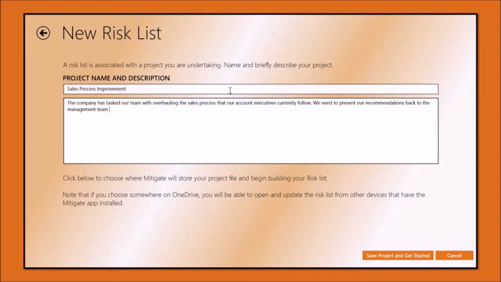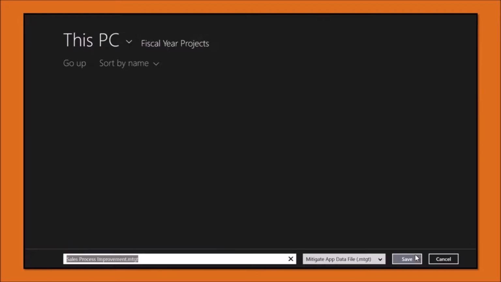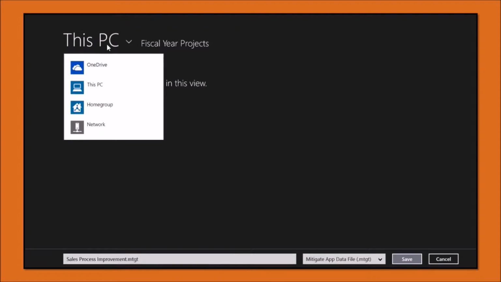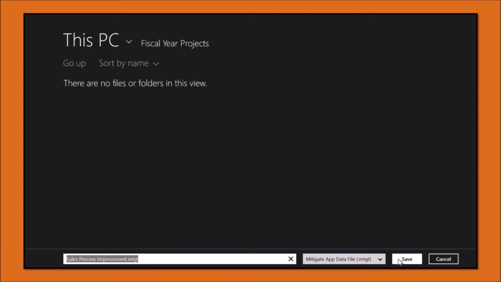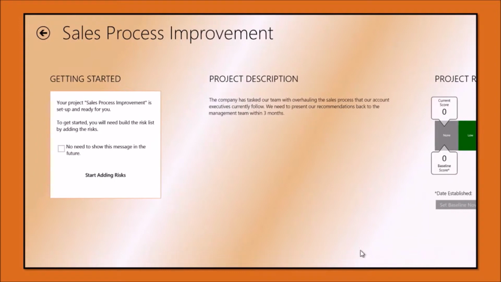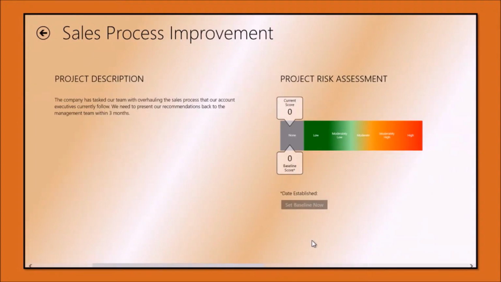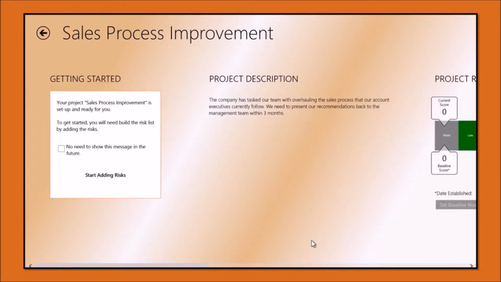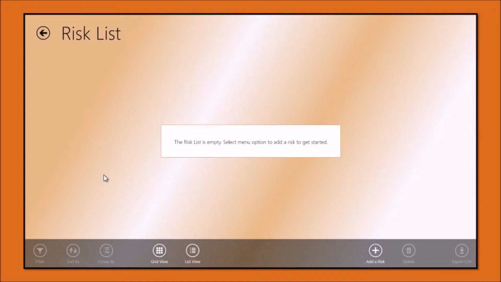When saving is complete, Mitigate will present you with the project summary page. The project summary page is a dashboard presenting an at-a-glance view of the status of risks that have been identified for the project. More on this later. Click or tap the link to begin adding risks. Mitigate will present you with the risk list page. The risk list is empty to start. Tap or click the menu option to begin adding a risk.